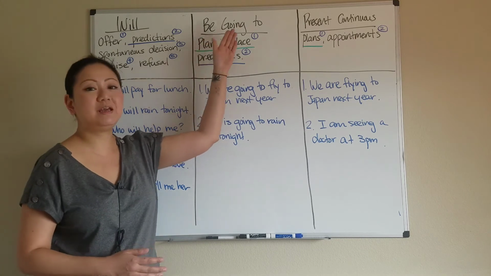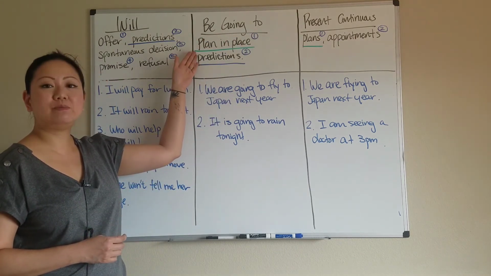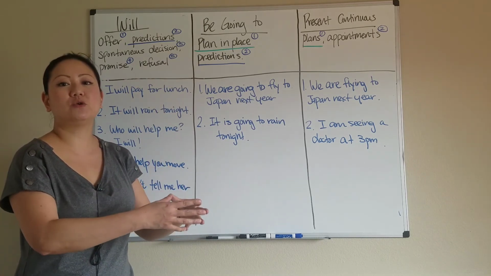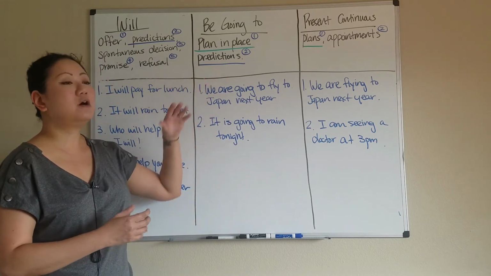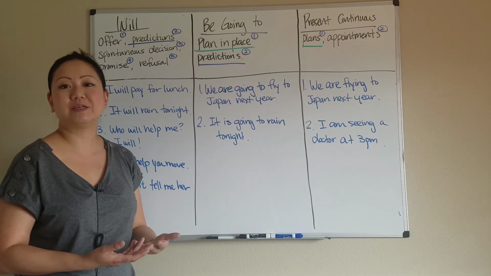Now let's look at be going to. Be going to has 2 meanings. One is a plan in place. You made a schedule, you made a plan that you are going to do it. You're pretty sure you're going to do it because you made a plan. Second, also to make a prediction. Okay, guessing what will happen or what's going to happen.